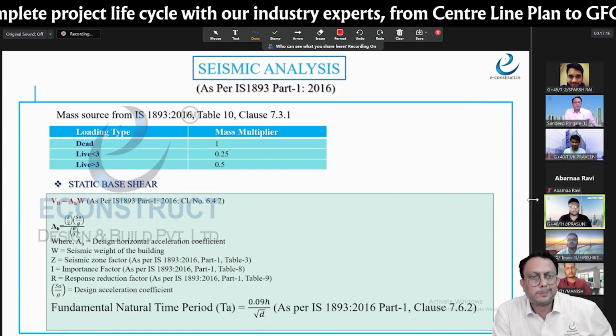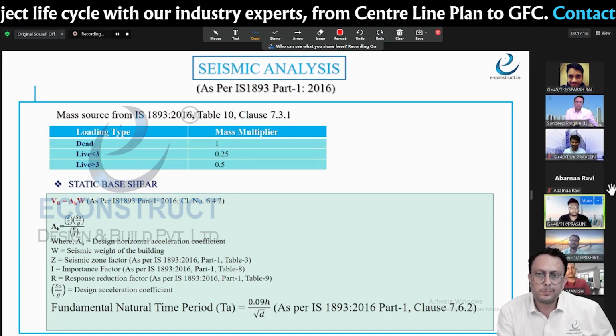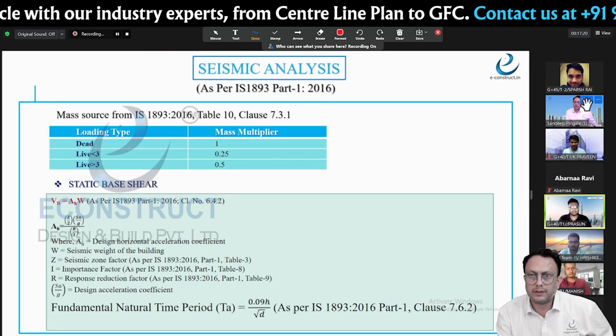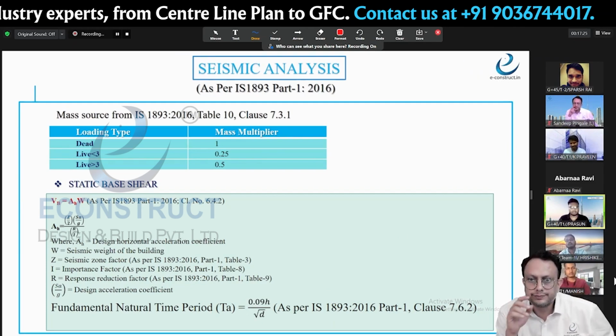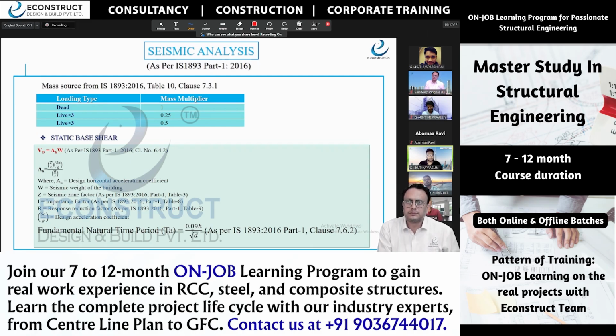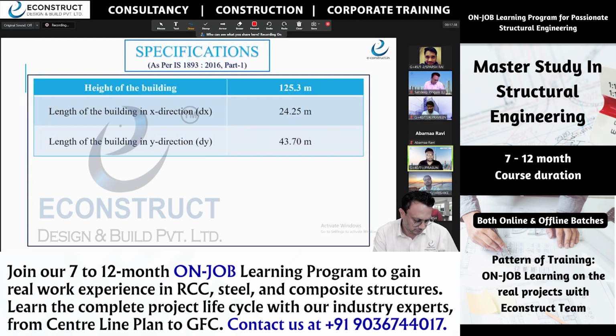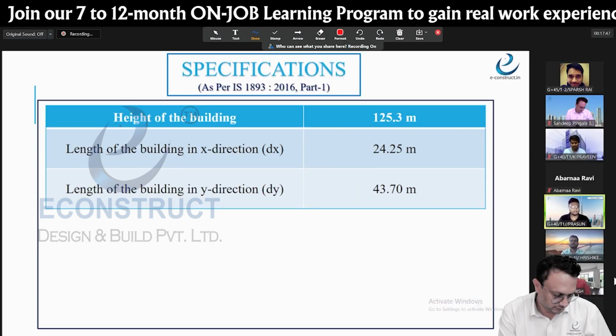This is the seismic analysis mass source. We have taken 100% of the dead load, 25% for the live load which is less than 3, and 50% for the live load which is greater than 3. And we have considered the fundamental natural time period formula as per 1893 for the infill walls. Next slide, please. These are the lateral dimensions of the building, and the height of the building we have considered as 125.3 meters from the ground to terrace.